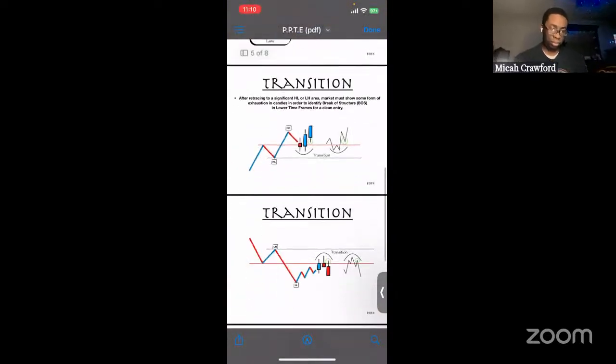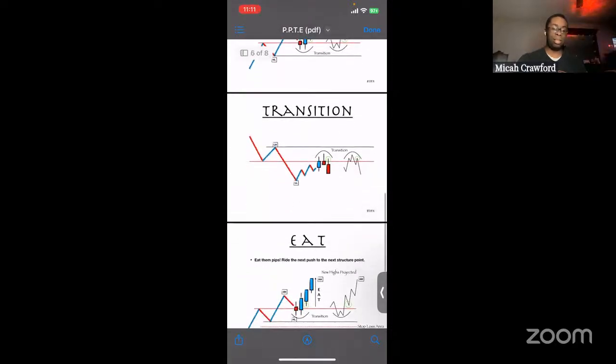All right, so let's look at transition. Now again, I did not make this PDF, so I cannot get credit for this. This was given to me from my mentor, who got it from somebody else, and it has been truly helpful for me. So, transition. I can't look at the top. I have to look at a bearish transition.